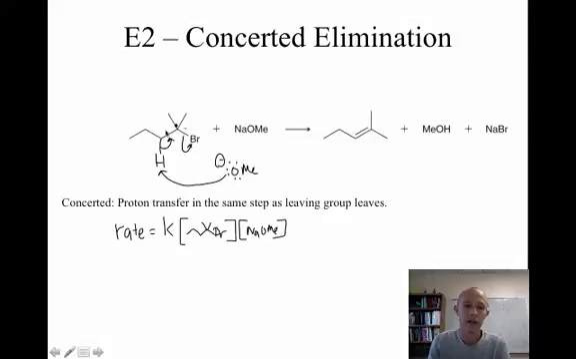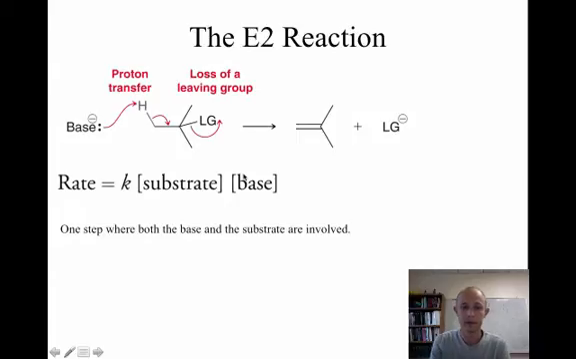Notice that everything is happening in one step. So if we decrease the methoxide concentration, that's going to slow down the rate. If we decrease the electrophile or the substrate concentration, that's going to decrease the rate. So the rate depends on the concentration of both of these. So we have a single step. The base is picking up a proton. We're forming a pi bond. The leaving group is leaving. So the rate is going to depend on the concentration of both the substrate and the base because we only have one reaction.